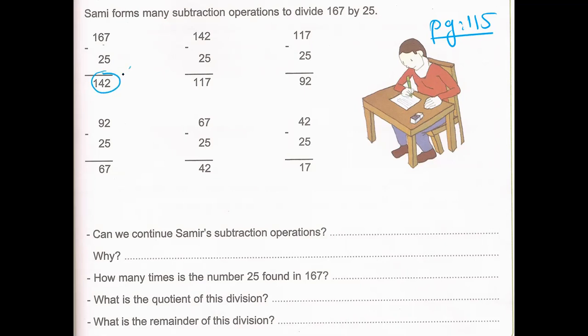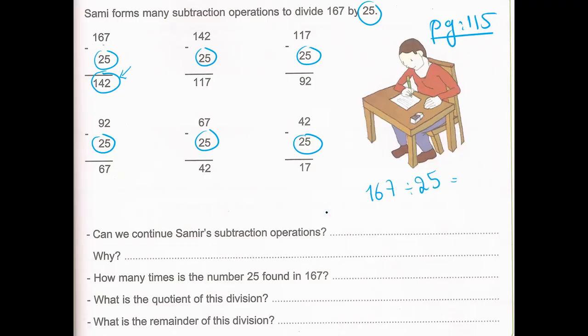With the answer that we got here, I always subtract, because we are dividing by 25, by 25, by 25. So in all, we have to subtract by 25, which is the smallest number. Did you see? In all, we are always subtracting by 25. Here we want to divide 167 by 25.